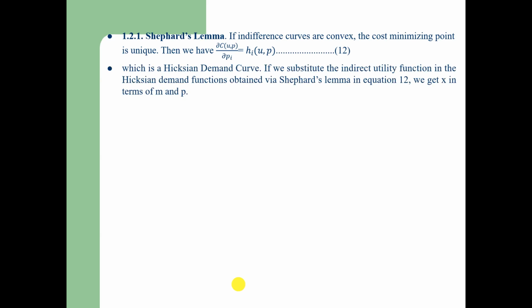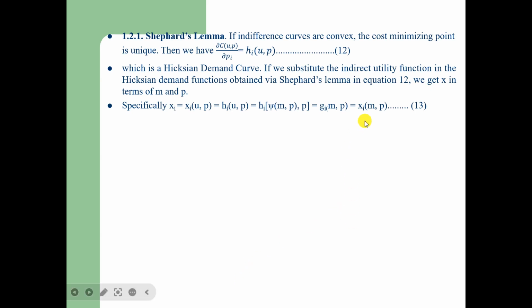We have a number of demand curves or demand functions for various goods, because x is a vector of goods that varies from 1 to n. And if we substitute the indirect utility function in the Hicksian demand function obtained via Shephard's lemma in equation 12, we get x in terms of m and p, and that gives us the Marshallian demand curve. And specifically, we have this function xi as a function of utility u and p, and that is equal to hi, function of u and p, and finally we have this function xi as a function of m and p.